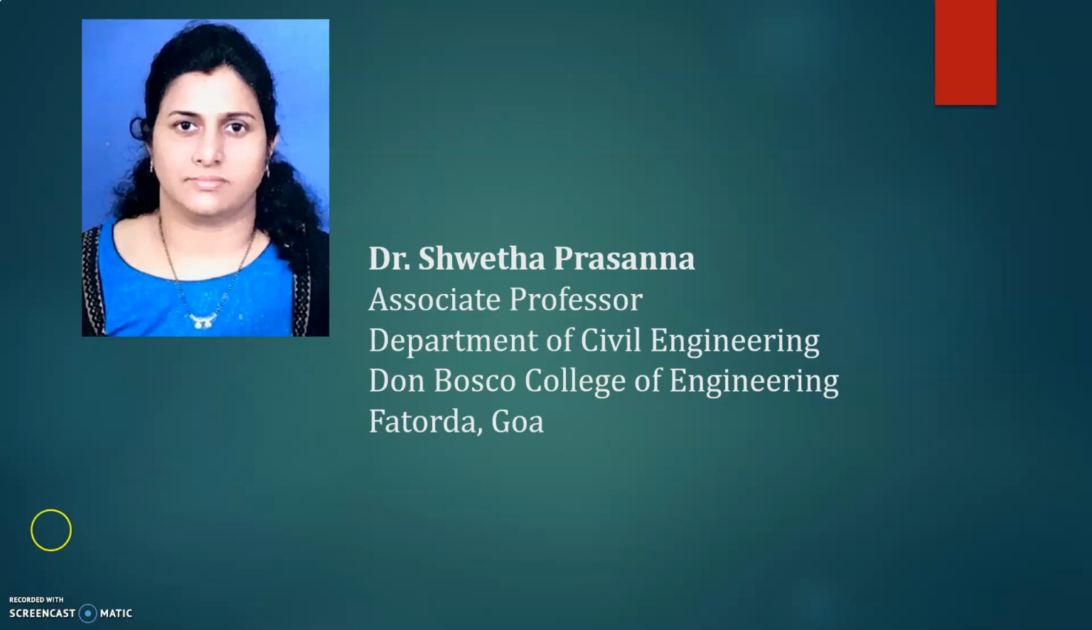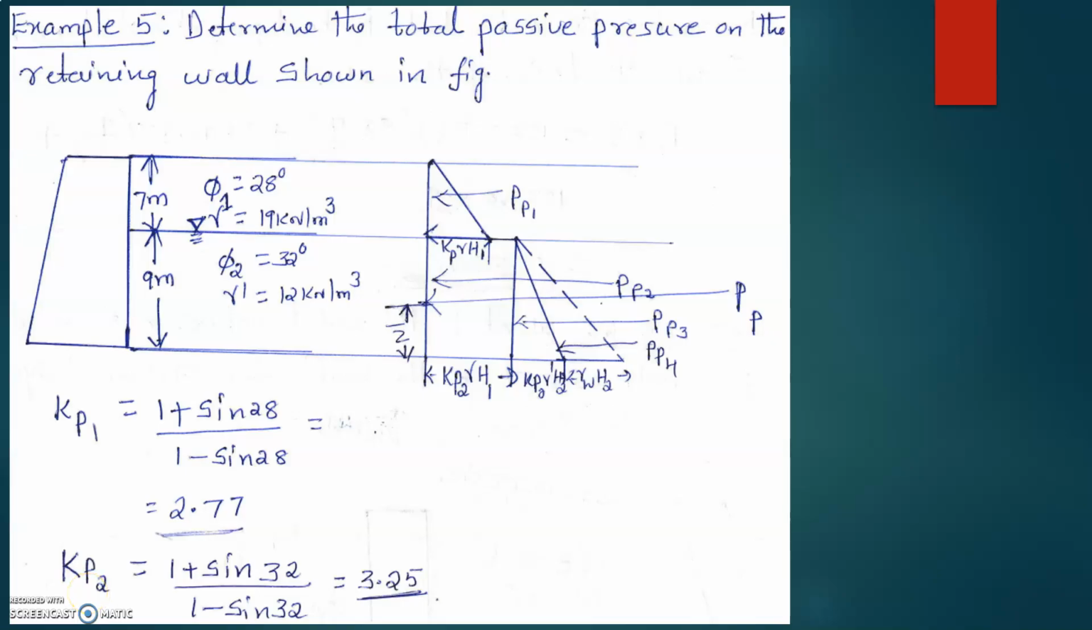Hello, my dear students. Let us take some more examples on active and passive earth pressure. So, let us take this example. Determine the total passive pressure on the retaining wall shown in figure. Okay. So, here the diagram is given like this.